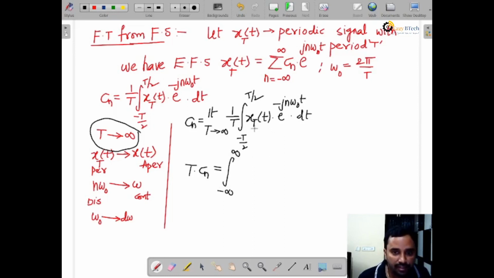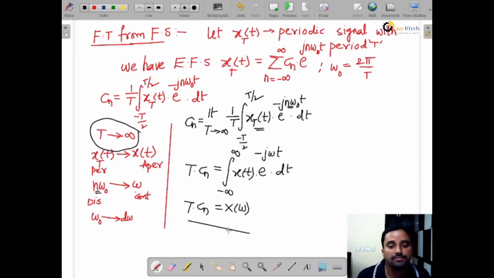And this xT of t, which is a periodic signal, will become an aperiodic signal x of t, into e to the power minus j n omega naught, so what is n omega naught will become omega, the continuous frequency, omega t dt. Okay, now the right side one, this integral, I am taking as capital X of omega. The right side integral I am taking as capital X of omega. This is T into Cn is equal to.